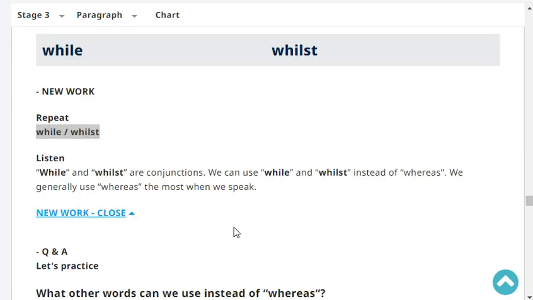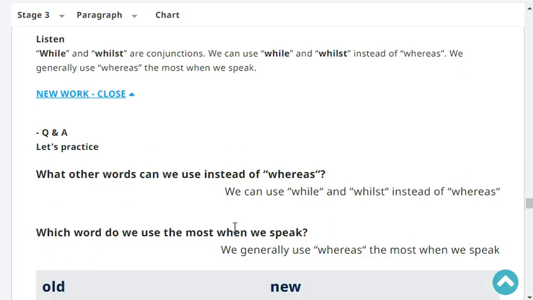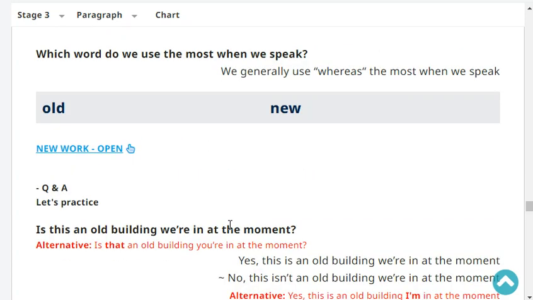While and whilst are conjunctions. We can use the words while and whilst instead of whereas. So we can use whereas, while, whilst. They're the same. We generally use whereas the most when we speak. Let's practice. What other words can we use instead of whereas? We can use while and whilst instead of whereas. Which word do we use the most when we speak? We generally use whereas the most when we speak. Very good.